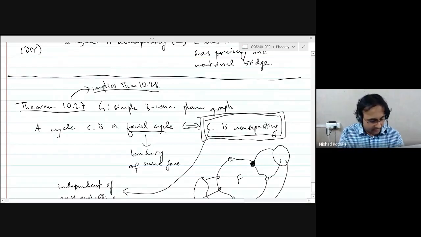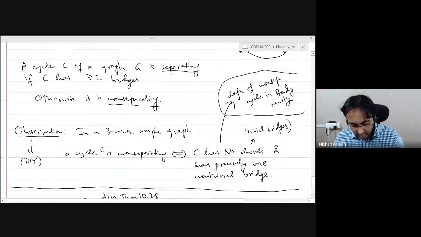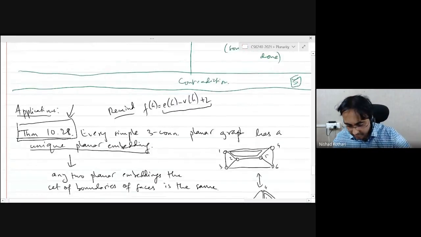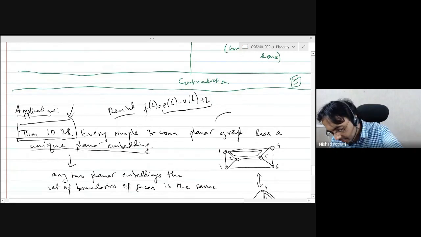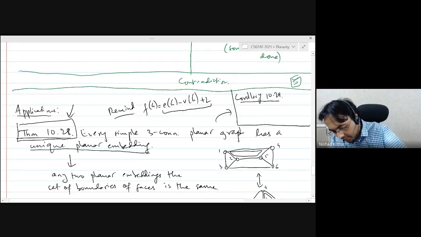We still have 2 minutes, but I don't have anything great I want to say in those 2 minutes. Maybe I'll put a corollary of the theorem, which I mentioned earlier, I think, which means that for a simple three-connected planar graph, there is a unique dual.